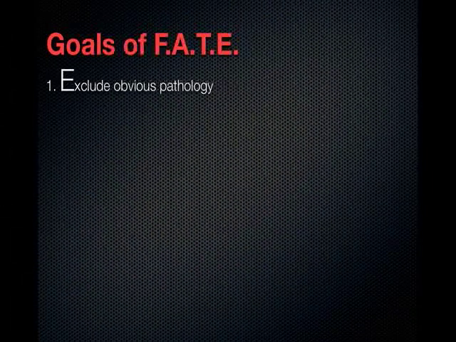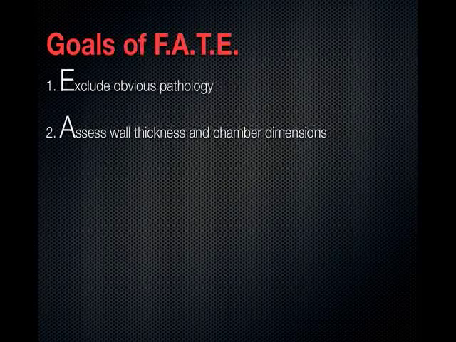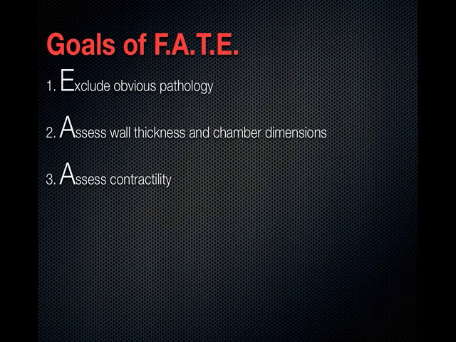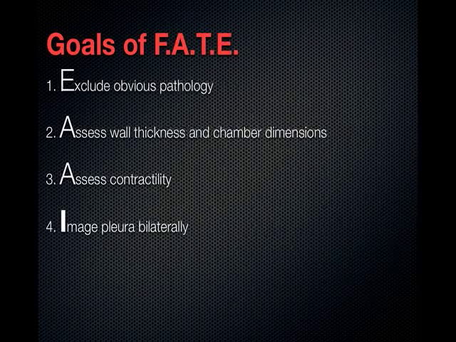There are several goals of the FATE exam. The first is to exclude obvious pathology. Secondly, we'll assess wall thickness and chamber dimensions, and these are the static dimensions of the heart. Third, we will assess contractility, or the dynamic features of the heart. And fourth, we will image the pleura bilaterally, because as we know, what happens in the thoracic cavity can impact cardiac function.